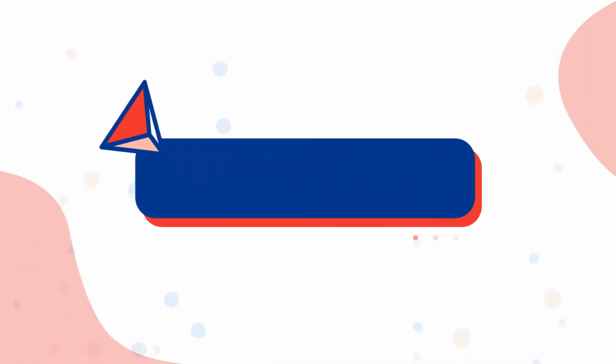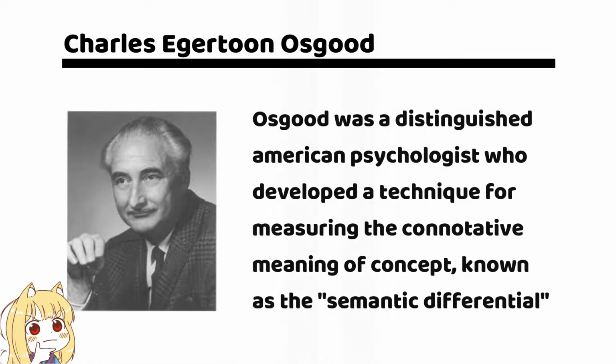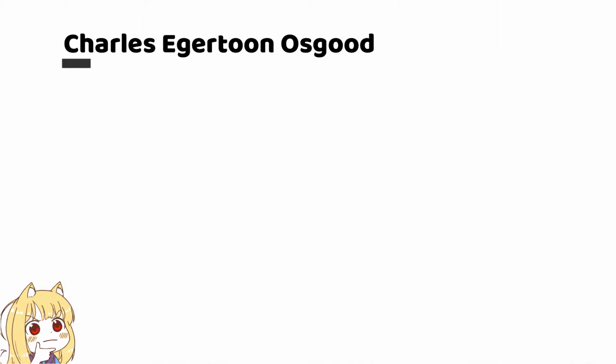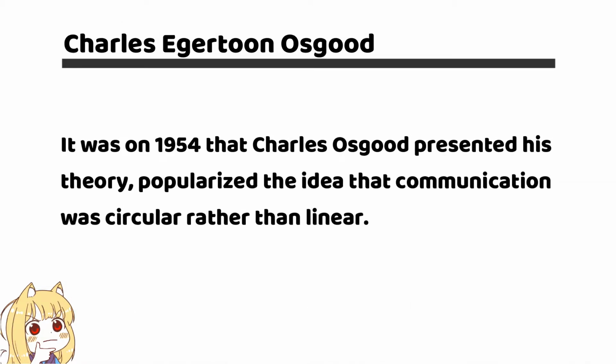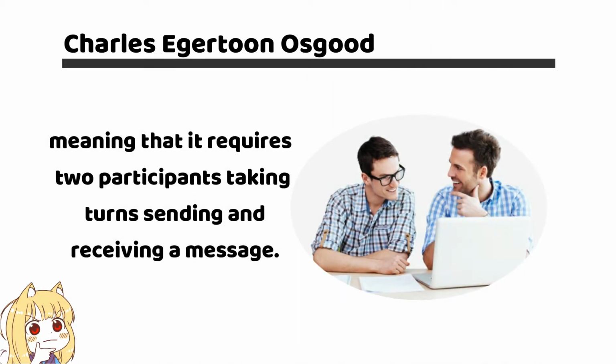So before we get into the model, who is Charles Egerton Osgood? Osgood was a distinguished American psychologist who developed a technique for measuring the connotative meaning of concepts known as the semantic differential. It was in 1954 that Charles Osgood presented his theory, popularized the idea that communication was circular rather than linear, meaning that it requires two participants taking turns sending and receiving a message.